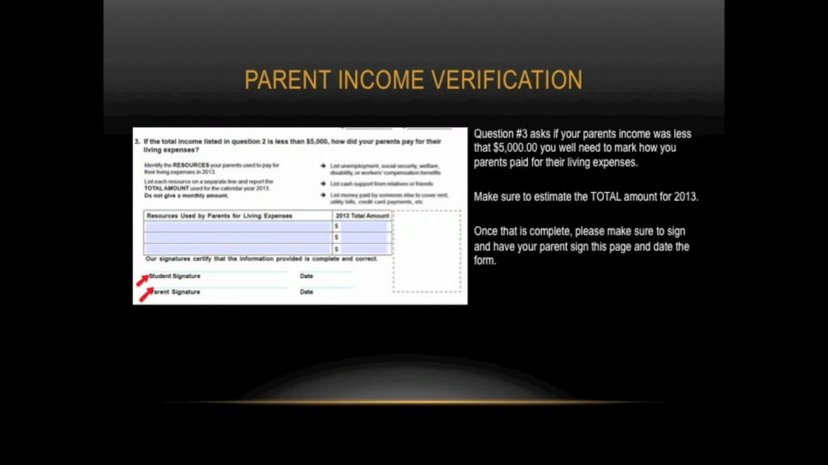Question number 3 asks, if your parents' income was less than $5,000, you will need to mark how your parents paid for their living expenses. Make sure to estimate the total amount for 2013. Once that is complete, please make sure to sign and have your parents sign this page and date the form.